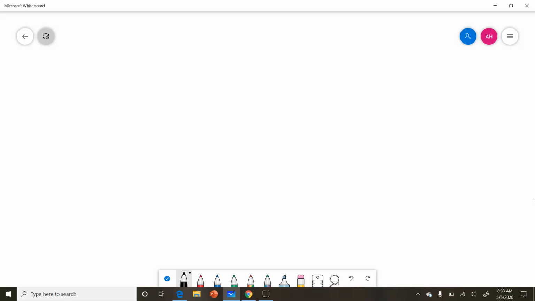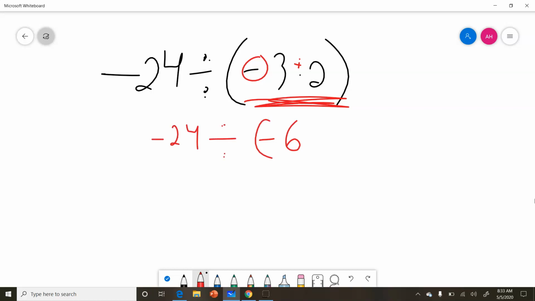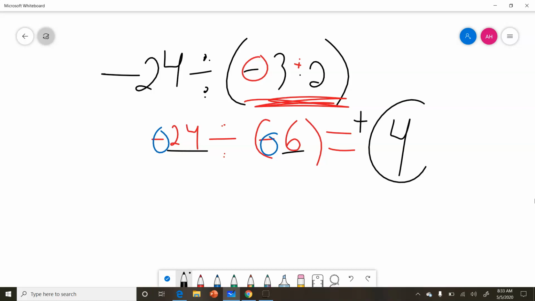So let's do a more complicated one that has a little bit of our order of operations. Negative 24 divided by, and then we have parentheses here, negative 3 times 2. We always do what's in parentheses first, right? So what is negative 3 times 2? We have one negative and one positive, so that's going to be a negative 6. Now we have negative 24 divided by negative 6. Now look here, we have negative and negative, so what's going to happen? It's going to become a positive. And what is 24 divided by 6? That is 4. So our answer is positive 4.